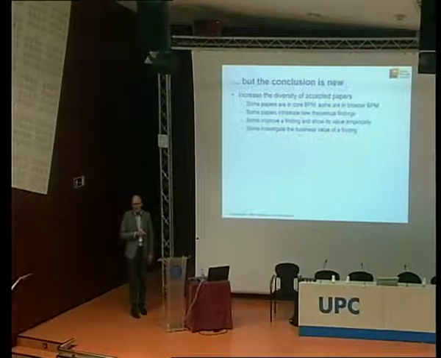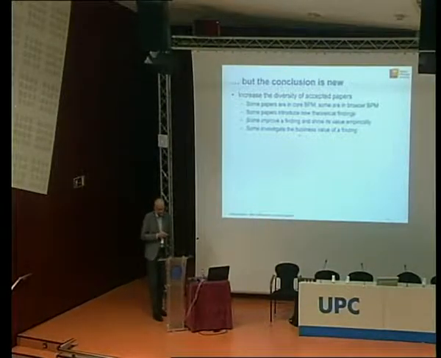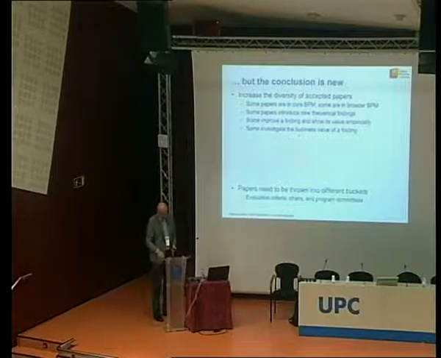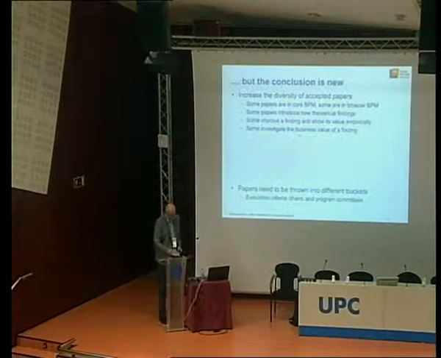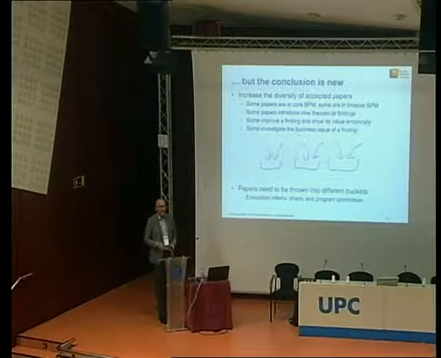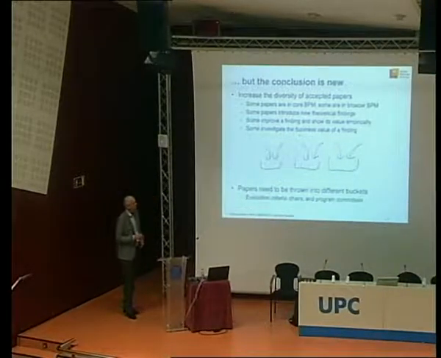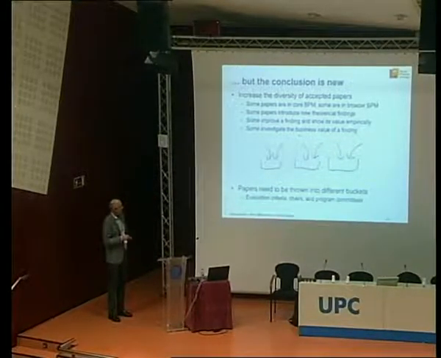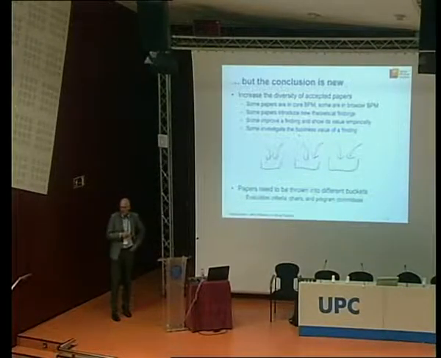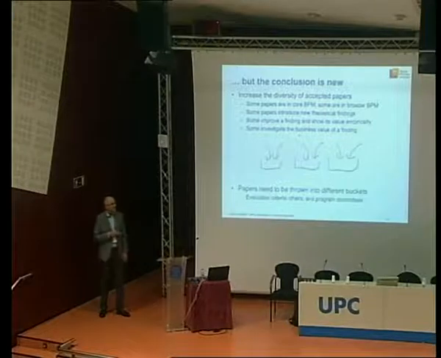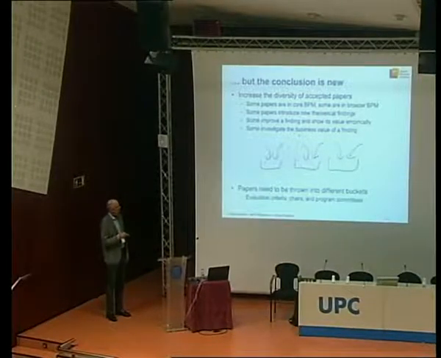For the different types of papers that we want to see at the conference, papers need to be thrown into different buckets. These different buckets can have different evaluation criteria, and that is basically the idea of what we are up to. So papers need to be thrown into different buckets with different evaluation criteria, with different program committees and different chairs, and these buckets are called tracks.